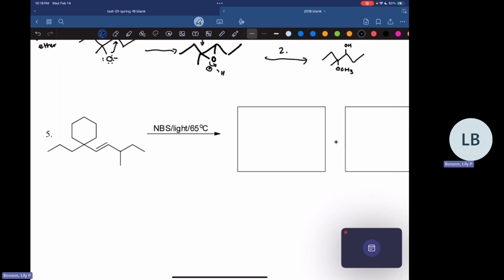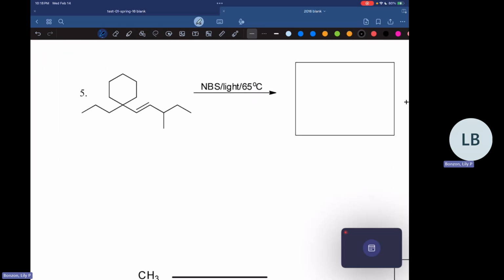All right. Now we're going on to our NBS, light, 65C reaction. Okay, so this is going to be a reaction that we have to watch out for high temp or low temp. And so in this case, we're given 65C, which is going to be a high temperature. Usually I've seen high temperatures be around 50 to 65C, and then low temperature is pretty much always going to be 0C. So those are like the two options that you might see on your exam.